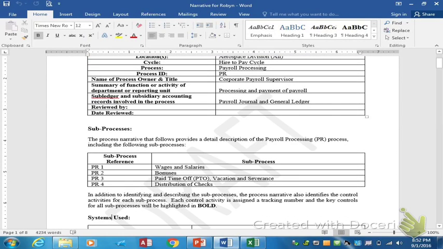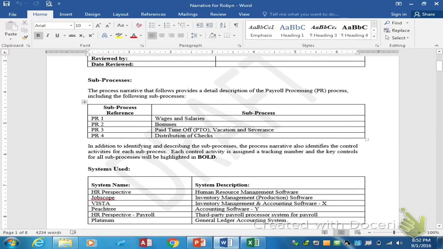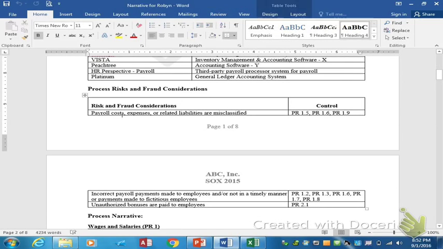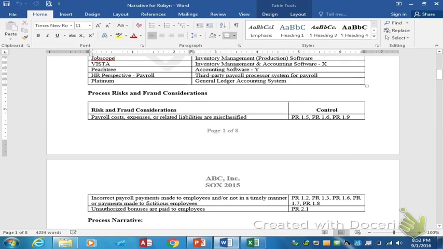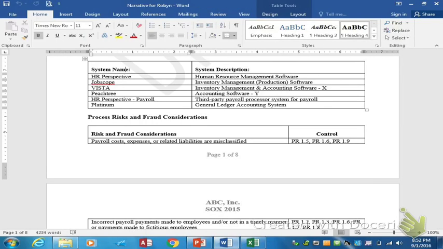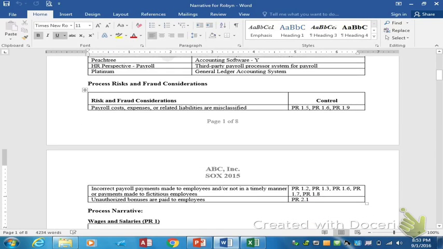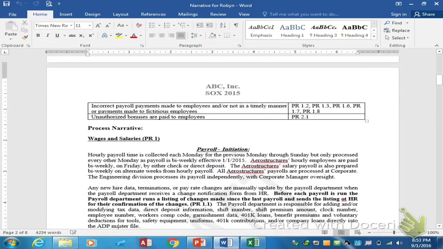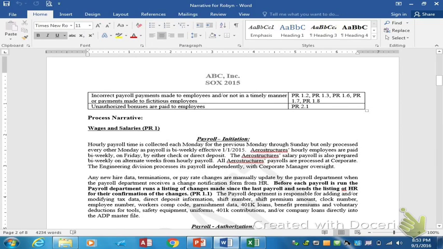What else is happening in this area? Am I using the wrong mouse key? Yep. What else is happening in this area? Wages, bonuses, paid time off. Here's the different systems used. And then we look at some of the different process, risk, and fraud considerations. All right, well, payroll costs, expenses, and then notice these on the right under control, those are different links to the different controls that they're going to be referenced. So then we come down under payroll. So PR1, okay, so that's what we just referenced up here.